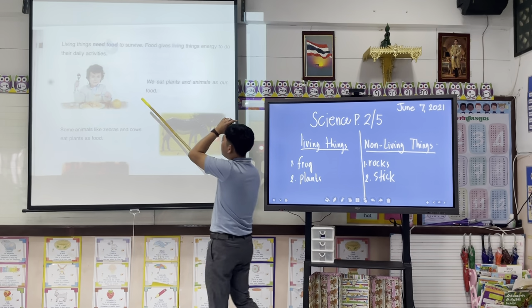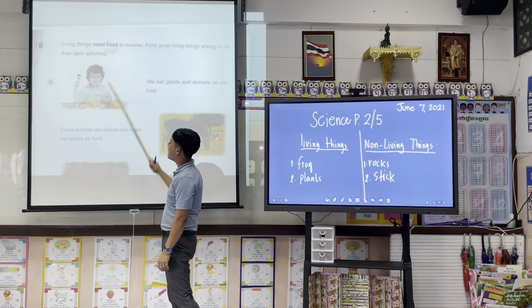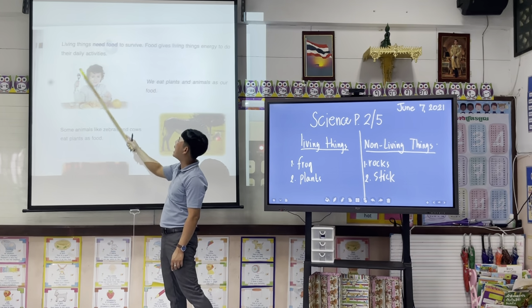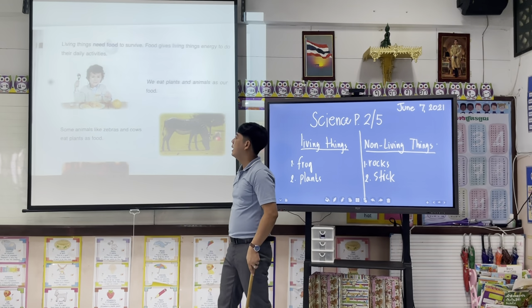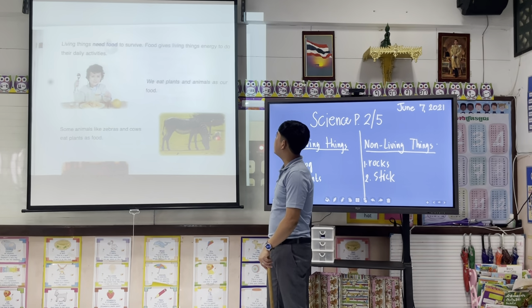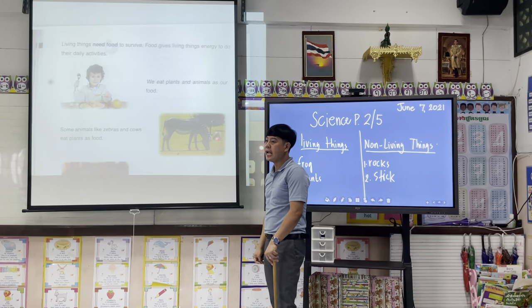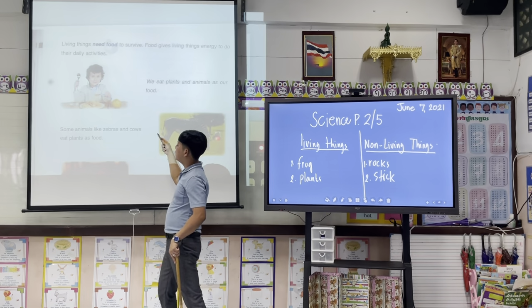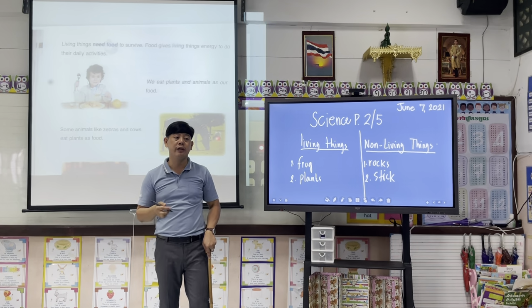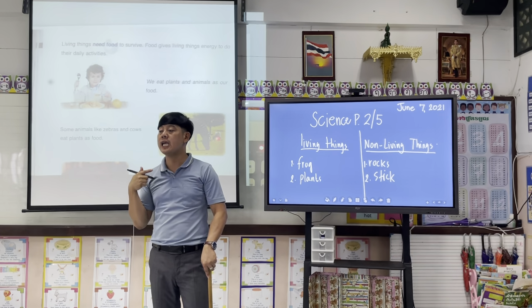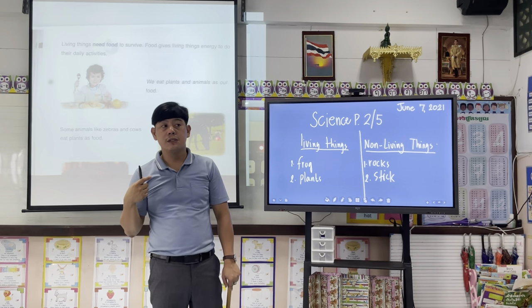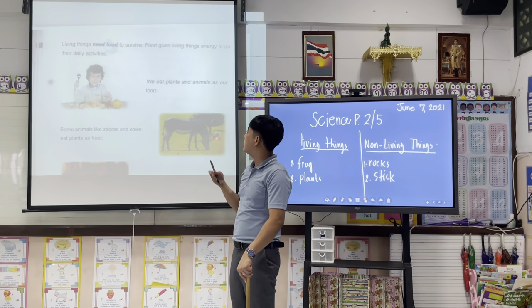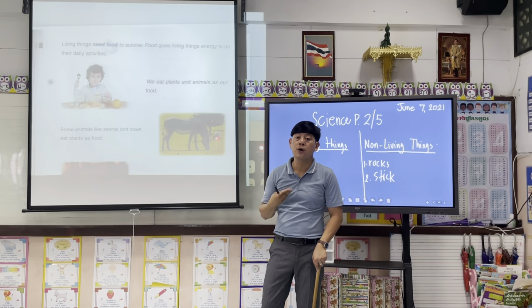When you say living things need food to survive, food gives living things energy to do their daily activities. Why do children drink milk? Children must drink milk, take rest, and go to bed early, because they need this in order to grow.